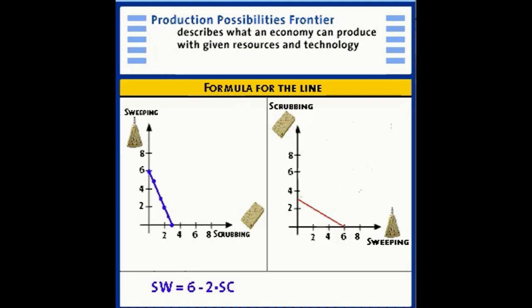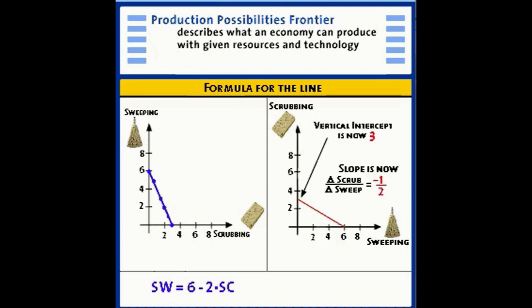And voila, we've got the new production possibilities frontier with sweeping on the horizontal axis and scrubbing on the vertical axis. The vertical intercept is now the maximum amount of scrubbing that Bernie can do if he scrubs for an hour, and as we've seen, that's equal to 3 rooms. The horizontal intercept is the maximum amount of sweeping that Bernie can do if he sweeps for an hour, and as we've seen, that's 6 rooms.